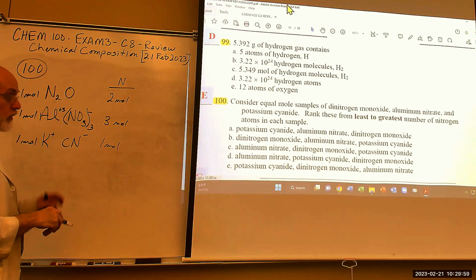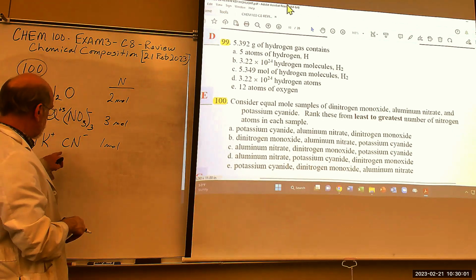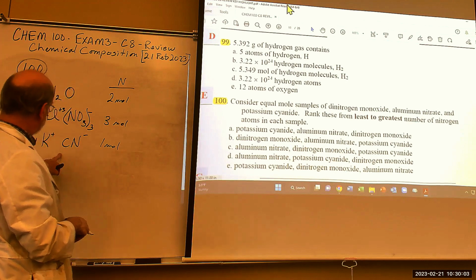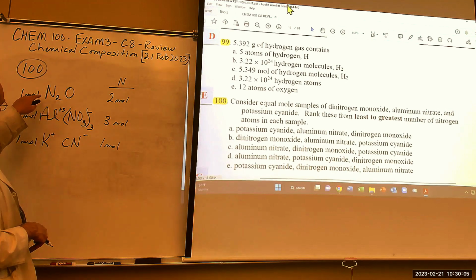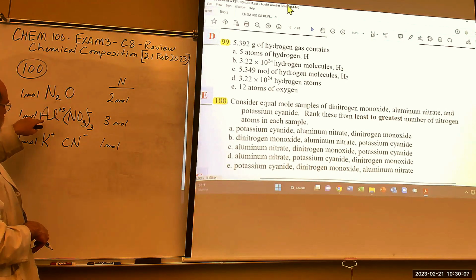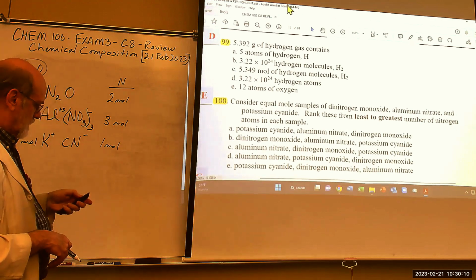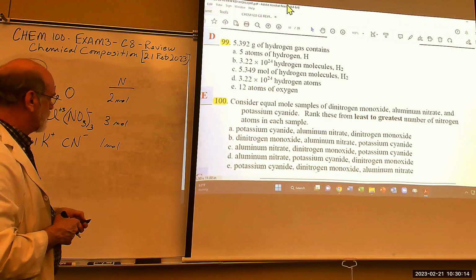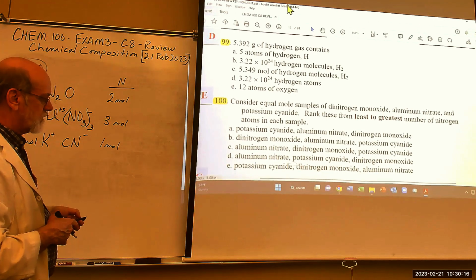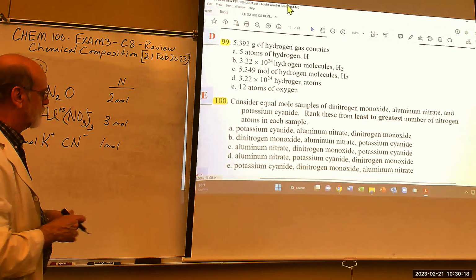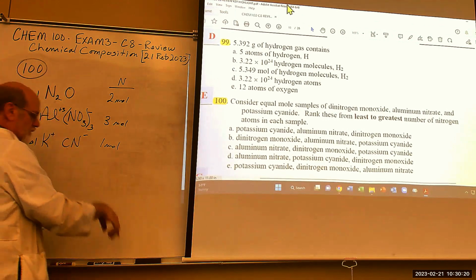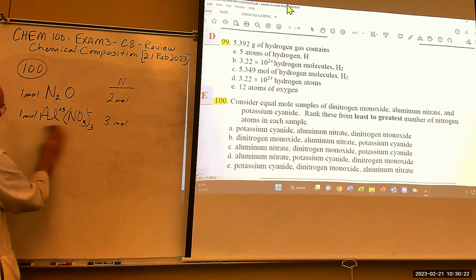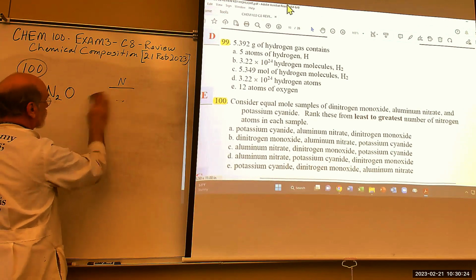Right. So in order from least to greatest, it's potassium cyanide, then dinitrogen monoxide, and then aluminum nitrate. So that would be potassium cyanide, dinitrogen monoxide, aluminum nitrate. E. E is the answer. Okay. You got to be able to write the formulas, or you will never answer this question correctly.